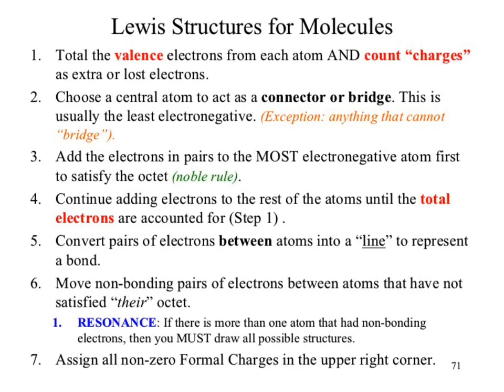After that, you will move non-bonding pairs of electrons. I won't touch bonds because they're already occupied. They're already doing something. I will move them around until I've satisfied the octet for all atoms. If there were multiple choices of electrons that I could move, that means I have multiple structures I have to draw. That concept is resonance. The last one is assigning all non-zero formal charges in the upper right-hand corner.